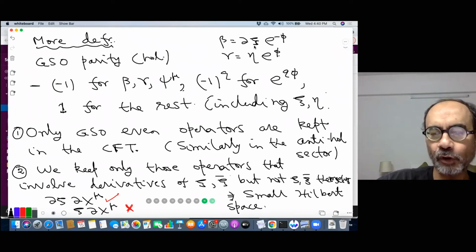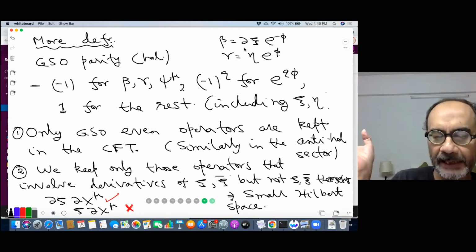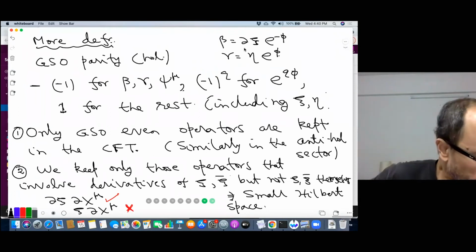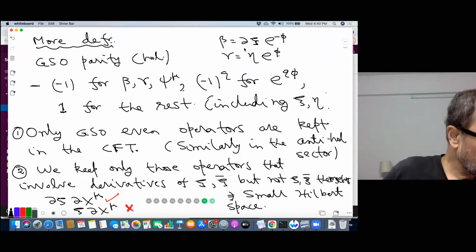And so xi 0, the 0 mode of xi, in fact was not there to begin with in the beta gamma system. To reflect that, we'll make sure that we don't allow the 0 modes of xi at all in the spectrum of operators. Are there questions?